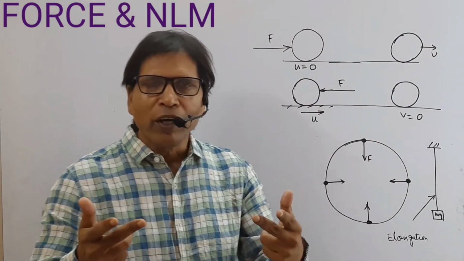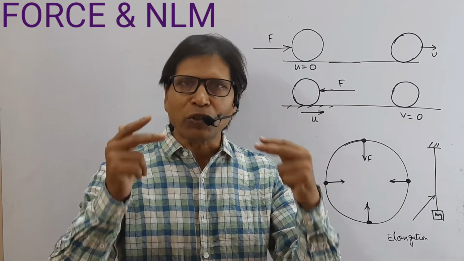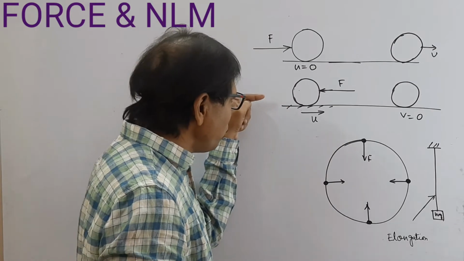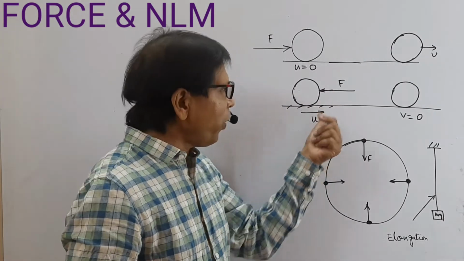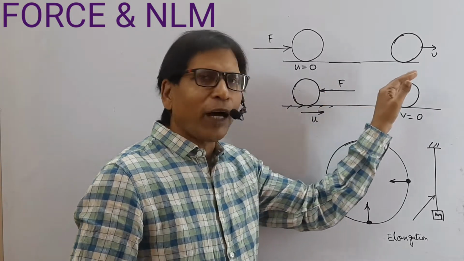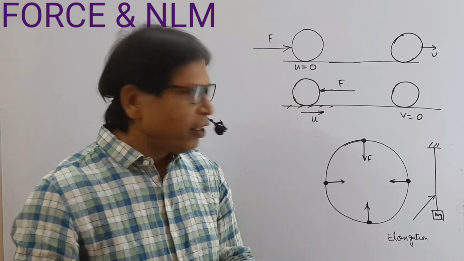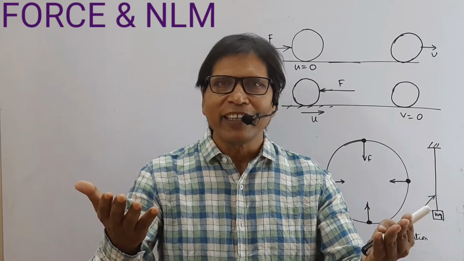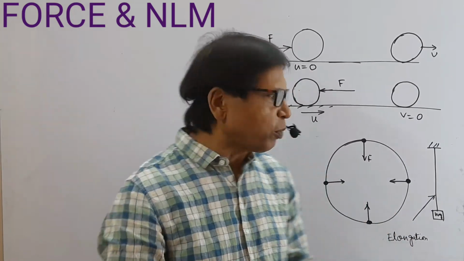Number two, the force stops or tries to stop a moving body. Look at this. This body moves along this direction with velocity u. When a force acts on it, the body comes to rest at this position. Now, third point, the force produces change or tries to change the direction of motion of the body.